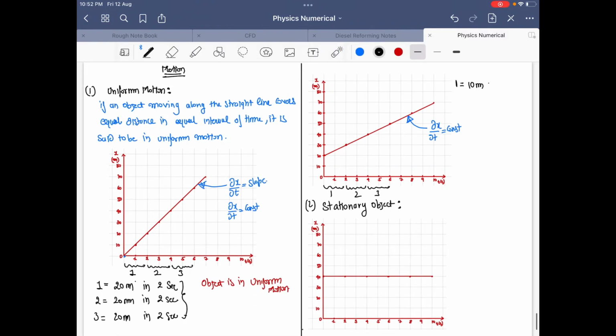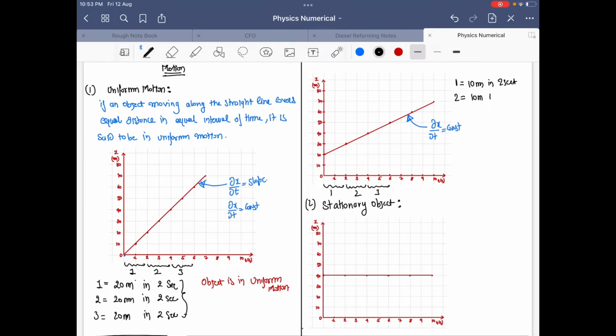10 meter in 2 seconds. For the next interval, the second interval, you can again see the object has started from here and ended here. So how much distance has he covered again? 10 meter. 10 meter distance he has covered in 2 seconds. Similarly, for the third also, the object has covered 10 meter in the next 2 seconds.